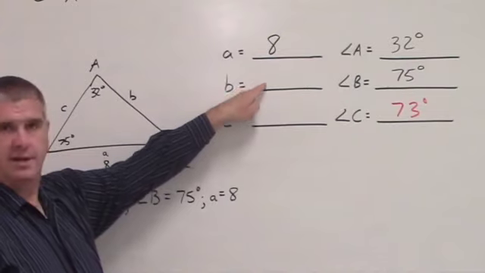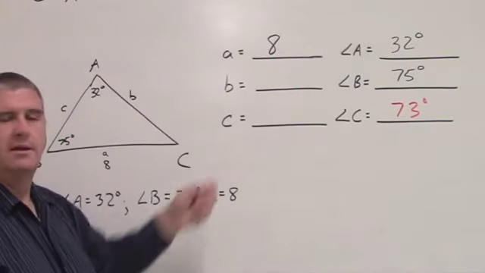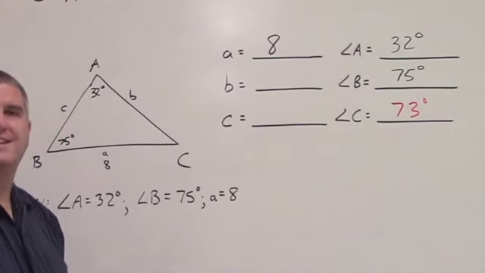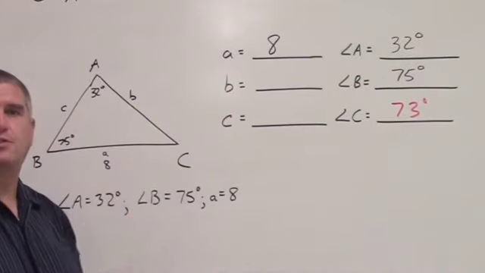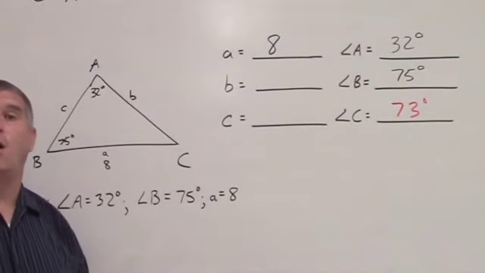I have side B that I need. I also have side C. I can find either one. I'm just going to use the given values that I have. And I'm going to use angle A. That is going to be my key value for my law of sines.